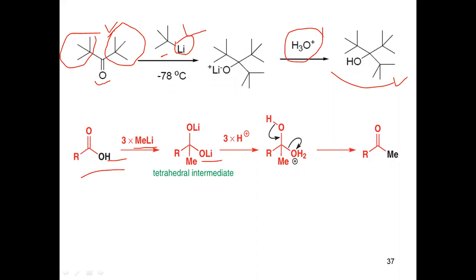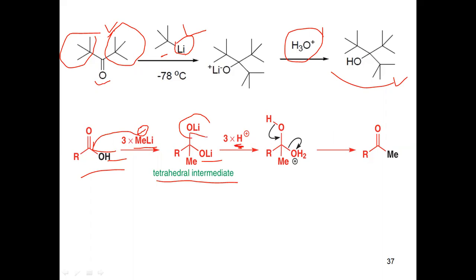Then the second molecule binds with this oxygen. This is an attack on this carbonyl center. The second molecule attacks this carbonyl center, and then the oxygen opens up. So the second lithium forms a bond with this oxygen, which means the structure looks like this. This is the tetrahedral intermediate structure, and then acid hydrolysis is carried out.